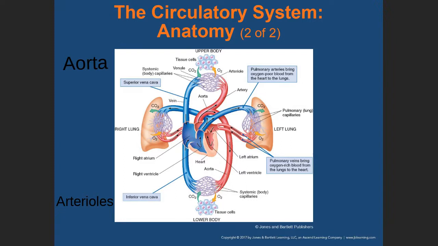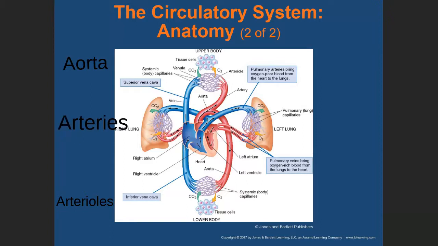Now, in between, you'll have arteries. So between the aorta and the arterioles, you'll have arteries. That's how the network is linked. So let me put that in the middle. Increase the size. That might be a bit too big.